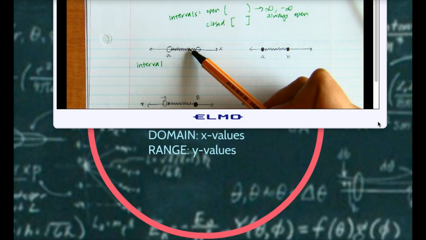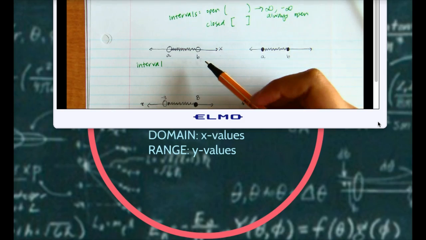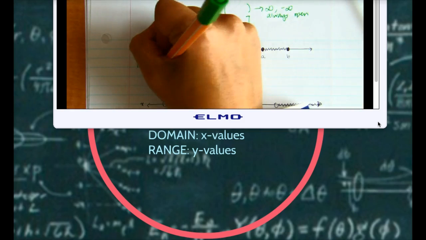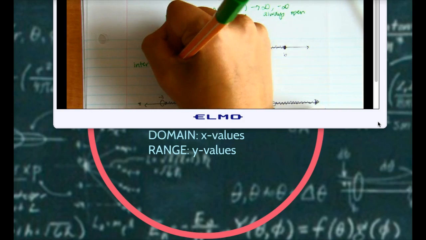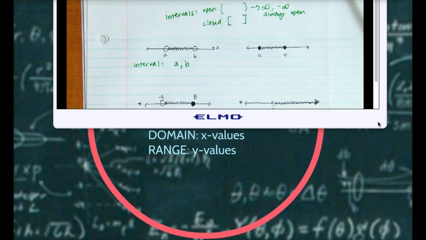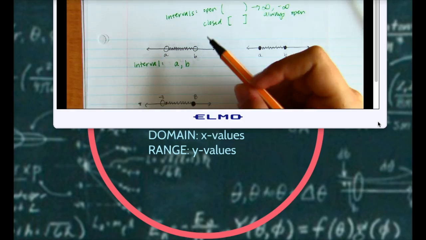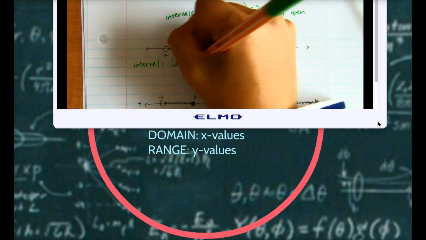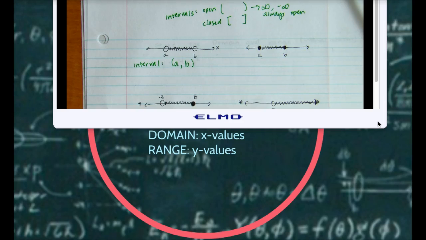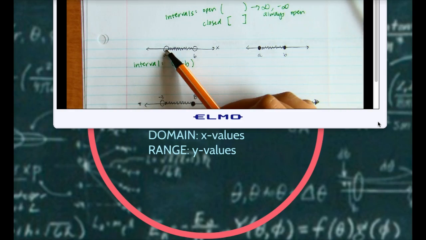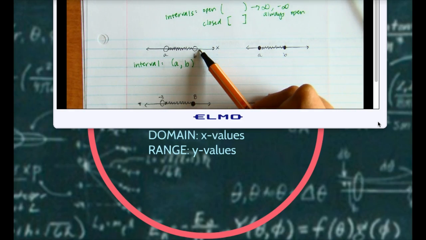Since I'm looking at the values in between, I'm only going to have one interval. My values are going from A to B. Since both of those values have open circles, I'm going to surround them with parentheses. So A gets an open parenthesis, and B also gets an open parenthesis.